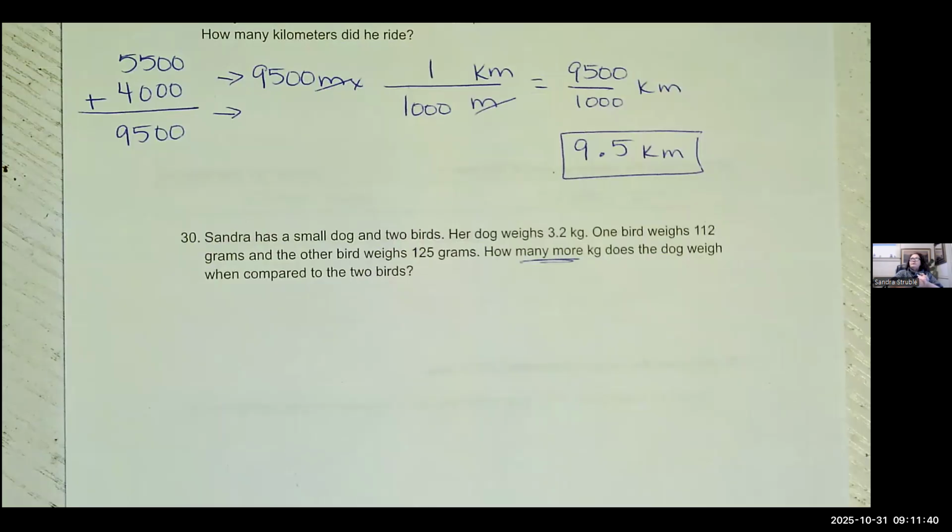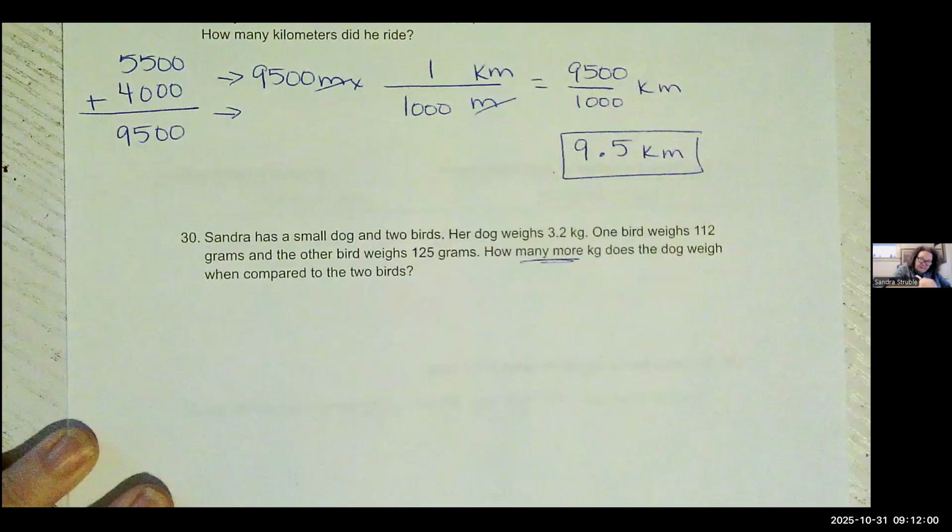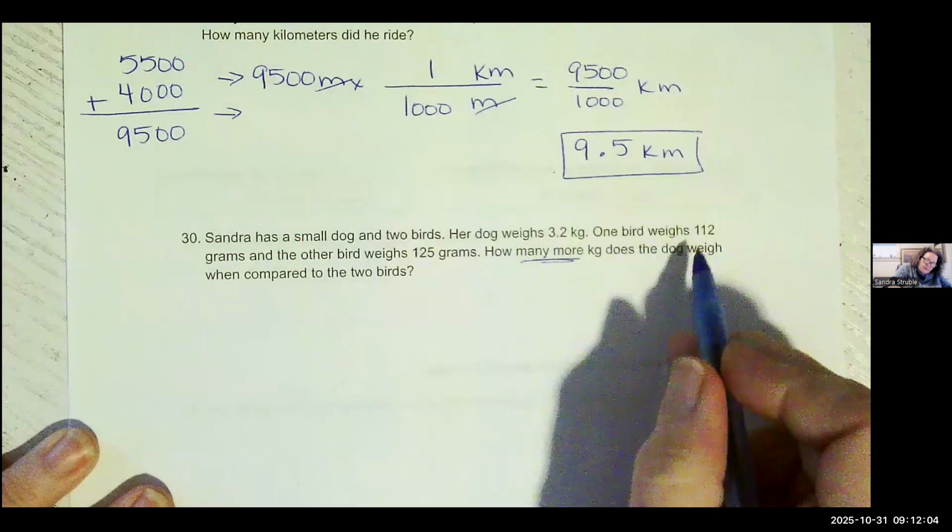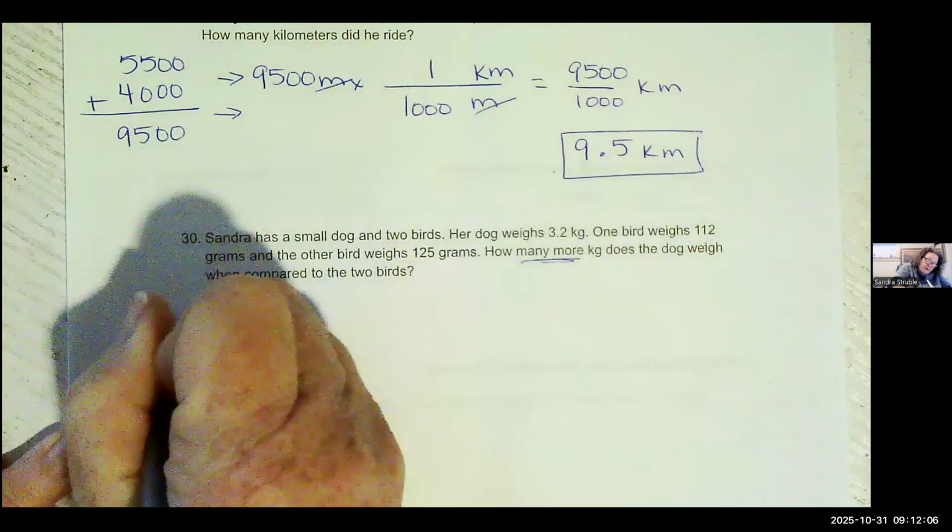So we have, again, options. This is the problem solving part. We can take each of the birds and convert each of their grams to kilograms. We could add both of the birds' weight in grams and then convert it to kilograms, which is what I'm going to do because I think that's the easiest version. So, all right, 112 grams plus 125 for the other bird.